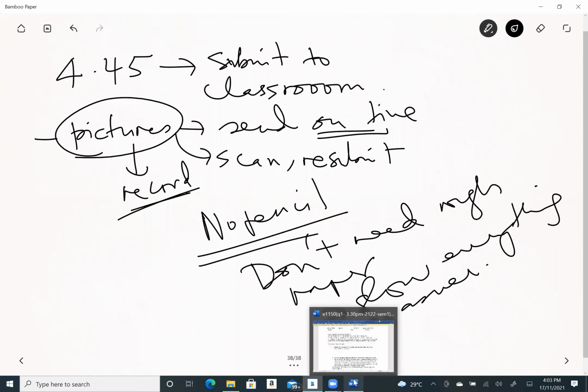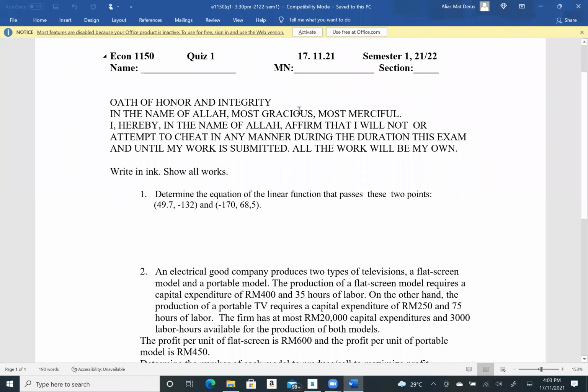Okay. So first of all, I would like you to read the oath of honor and integrity. This is the university rule, for us to be accountable for what we are doing, so that the work will be our own. The test is just to show our ability and understanding. So please read the oath and make sure we obey it. You can start now.